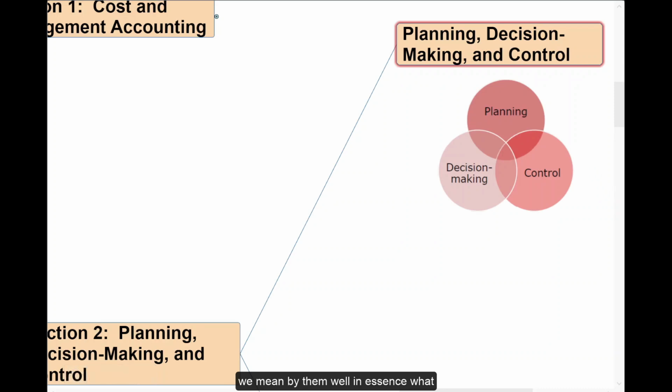Well, in essence, what management accountants need to do is plan, and much of the information that they will produce is based around planning.